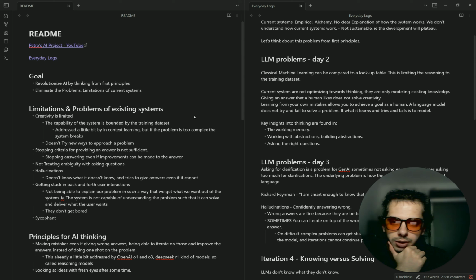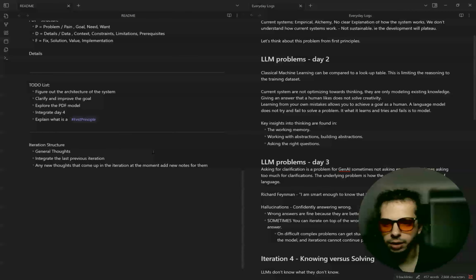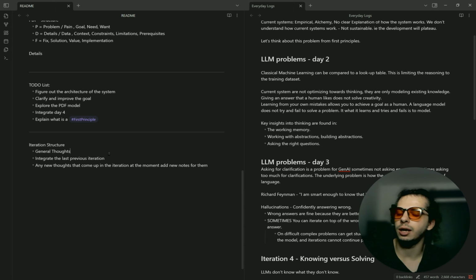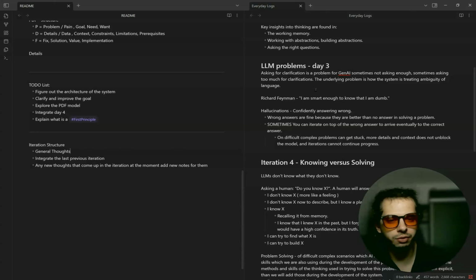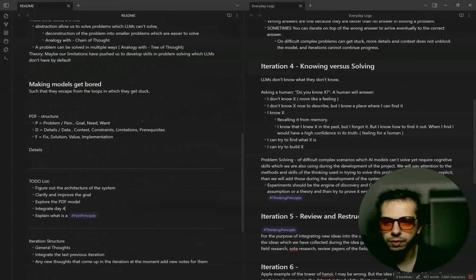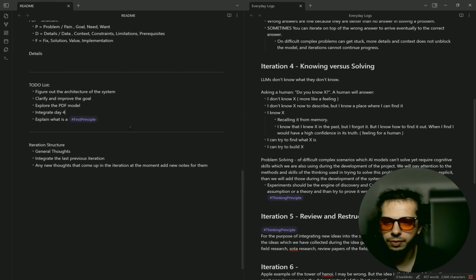I have noticed a pattern in the videos we have done lately, so I wrote it down here at the end. An iteration structure: first we have some general thoughts, which I'm doing right now. Then we will integrate the previous iteration by reviewing it and adding it to the notes we have so far, to organize and structure.